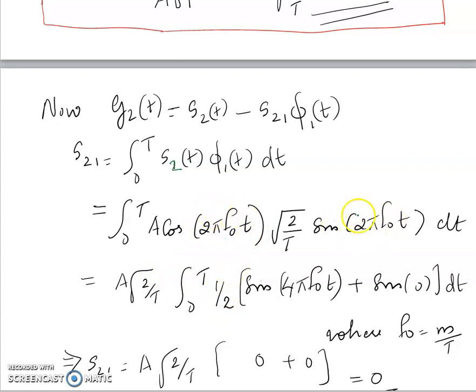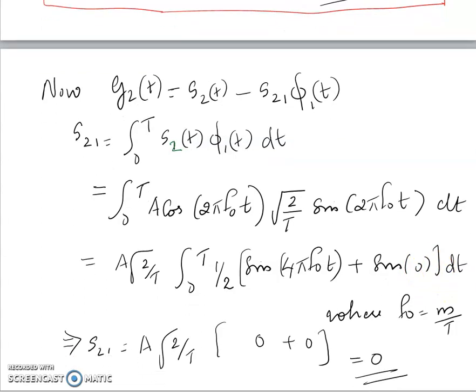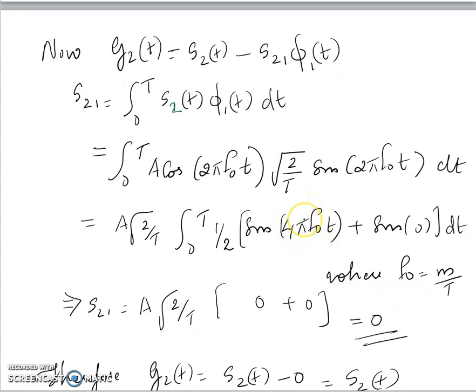You have the term cos A sin B or sin A cos B. Now you can simplify sin A cos B by using the formula half into sin of A plus B plus sin of A minus B. So A is 2 pi f0 t, B is again 2 pi f0 t. So sin of A plus B is sin 4 pi f0 t and sin of A minus B is sin 0, dt. Now we need to do the integral and apply the limit. We are given the condition that this frequency f0 is m by T, where m is an integer.